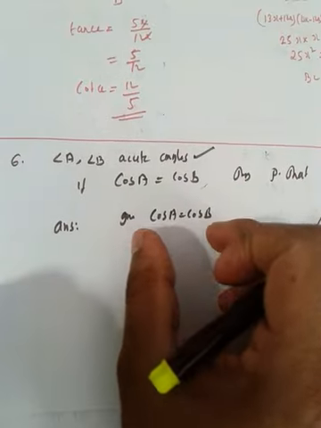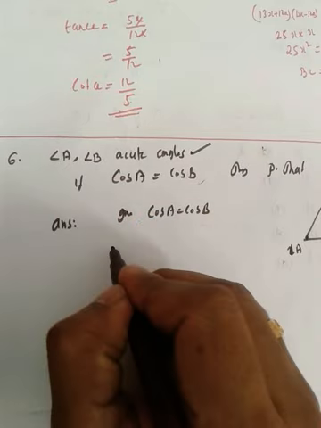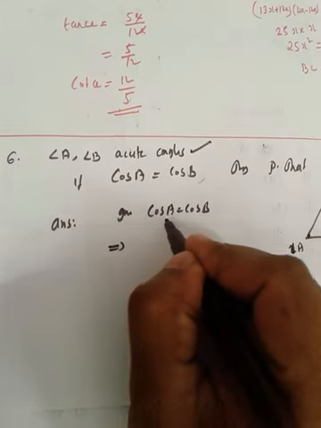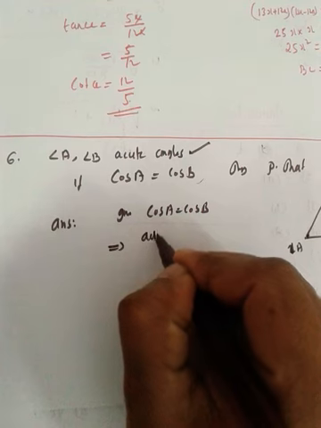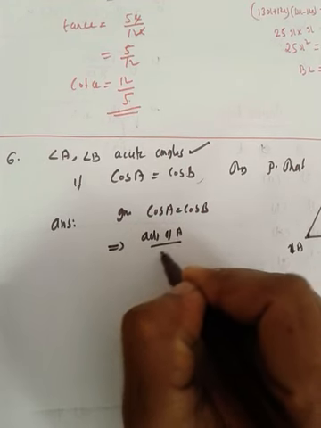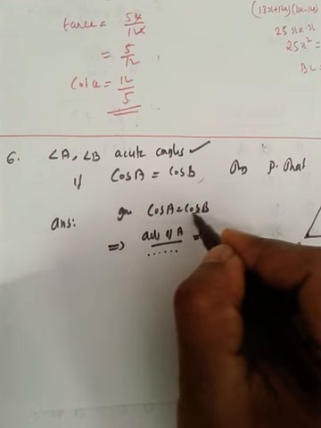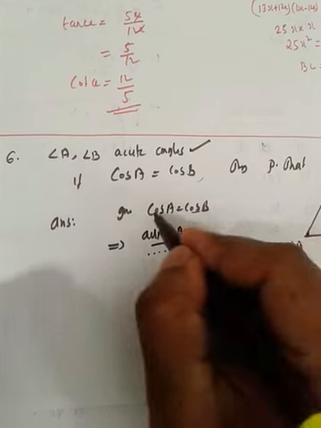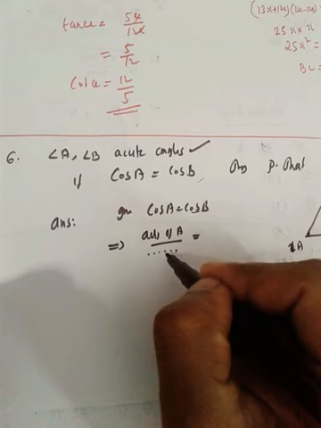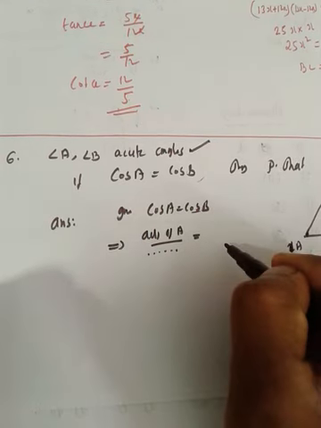Okay, let's try to prove. Cos A is equal to cos B. What is the definition of cos A? Tell me. Yes, you are right. Adjacent of A divided by hypotenuse is equal to cos B. Cos A is equal to cos B, this is a given thing. I am replacing cos A by its definition, and I am replacing cos B by its definition.